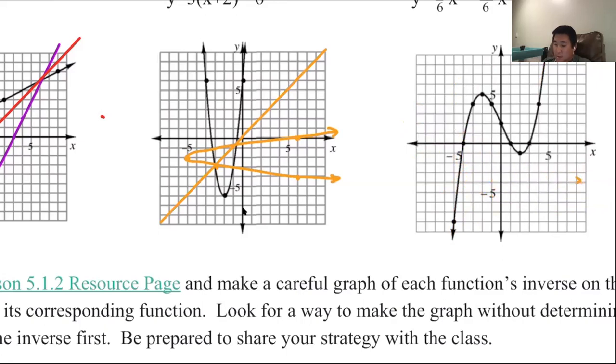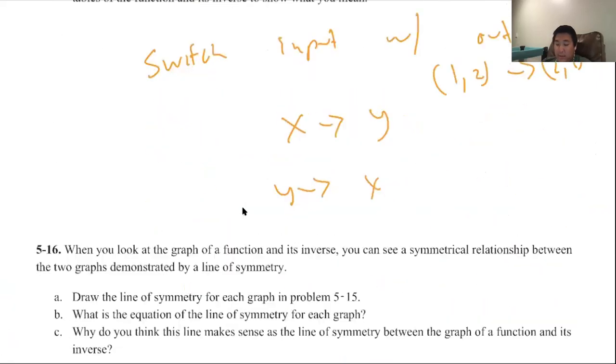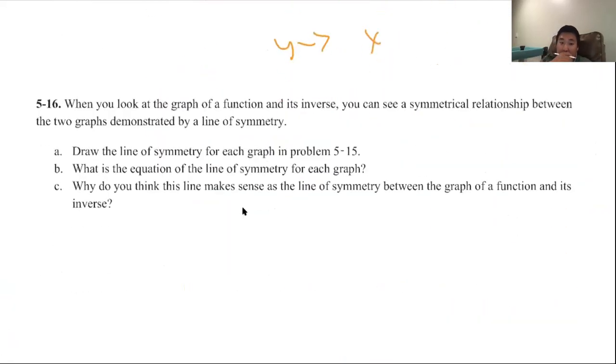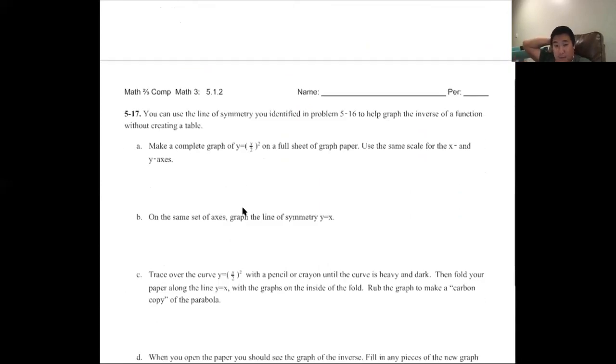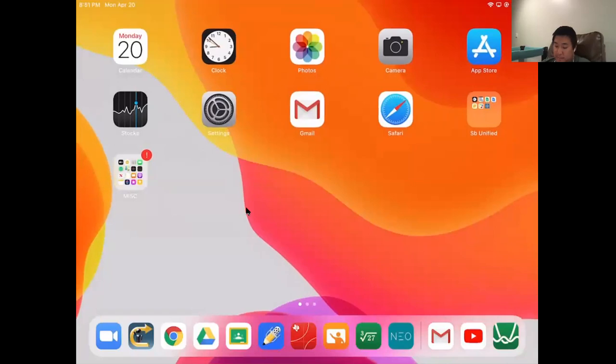Why does it look symmetric? Because when you switch x and y, the line y equals x is the same graph. Make a complete graph of x over 2 squared on a full sheet of paper. Use the same scale, and then think of the symmetry.